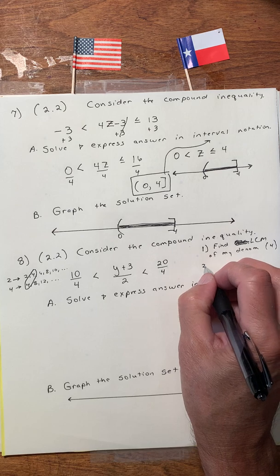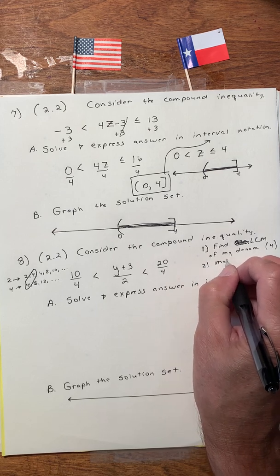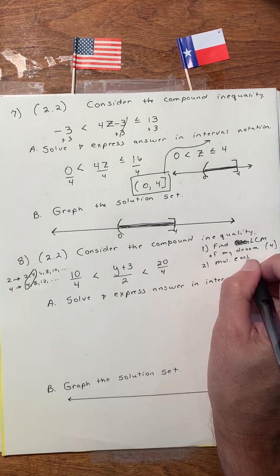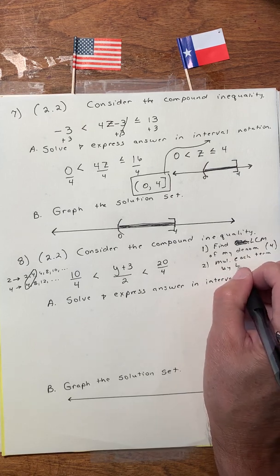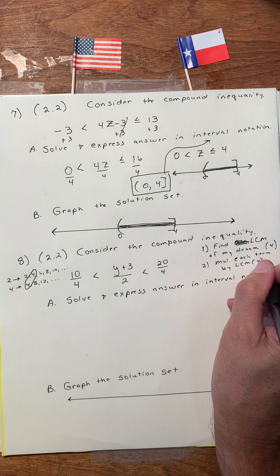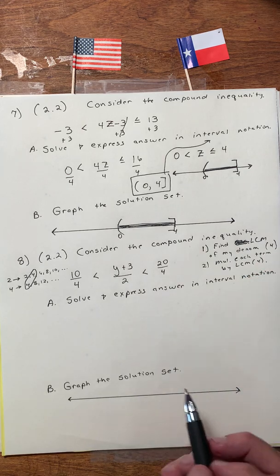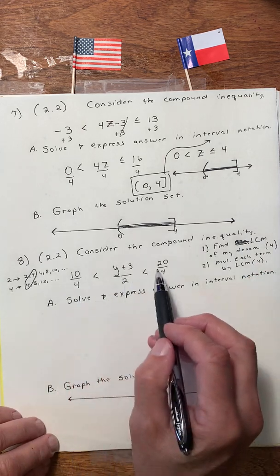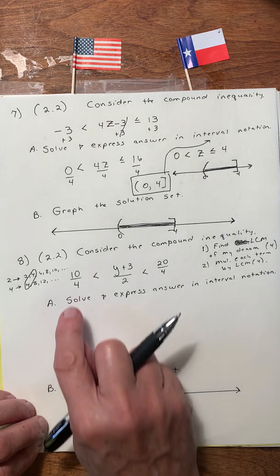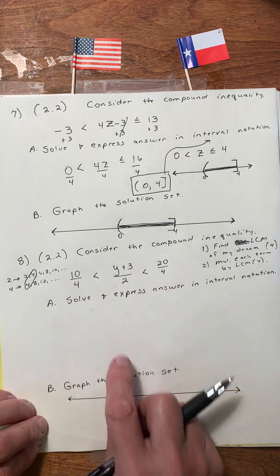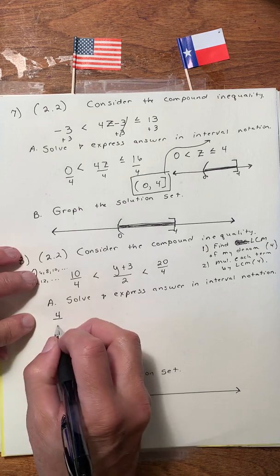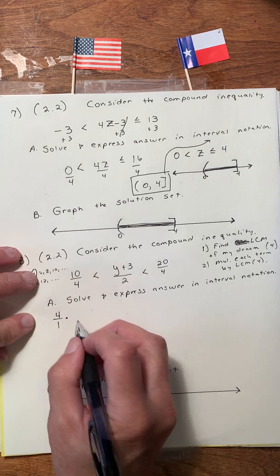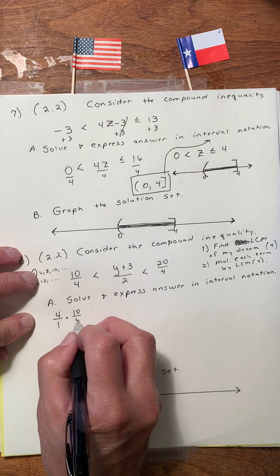Why do I need that? For step 2, multiply each term by the LCM, which of course is 4. So I'm going to multiply each part by 4. Why? To get rid of my denominators. I don't want these fractions. So instead of multiplying by 4, I'm going to put it over 1 since I'm multiplying fractions.